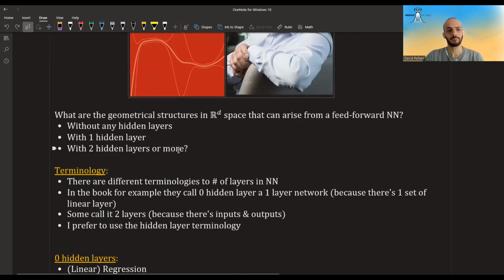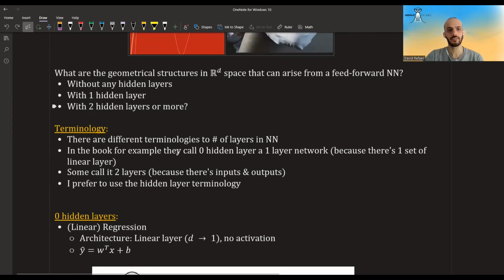So, a little bit of terminology. I'm using the number of hidden layers as my reference point. So 0 hidden layers means there's just inputs and outputs. 1 hidden layer means that there are the inputs, they go to one processing layer, and then there are the outputs. And of course, we are talking here only about feed-forward neural networks. There are also other architectures like convolutional neural networks, recurrent neural networks, etc.